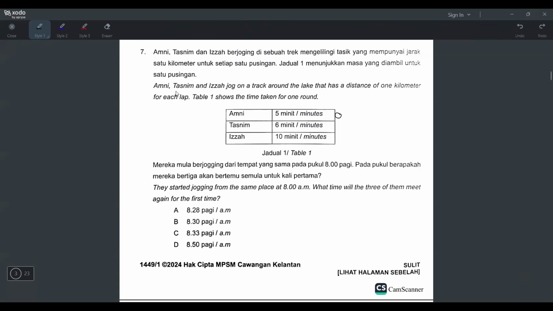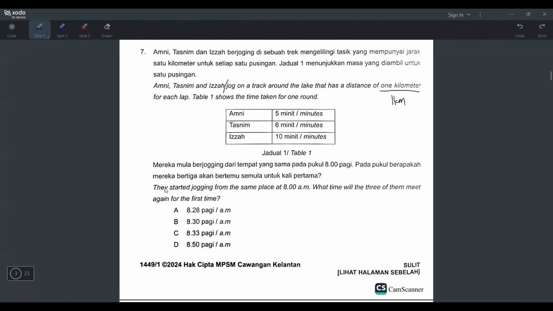Number 7. Let's read. Amni, Tasnim, and Iza jog on a track around the lake that has a distance of 1 km for each lap. Table 1 shows the time taken for one round. Amni took 5 minutes to complete a round. Tasnim took 6 minutes. Iza took 10 minutes. It means Iza is the slowest, because she took 10 minutes. But Amni is very fast. In 5 minutes, she can finish one round already.